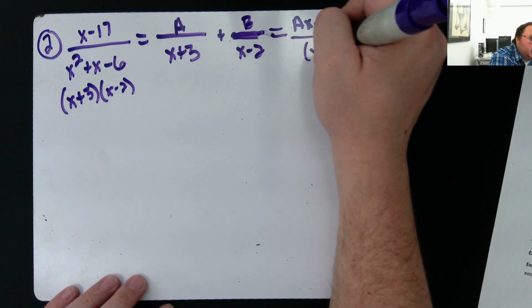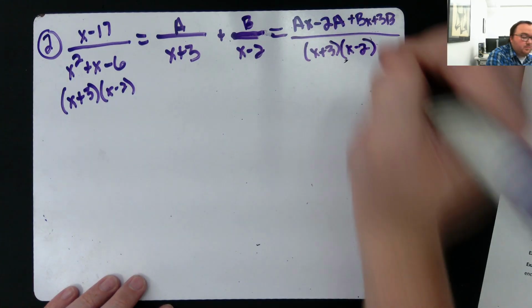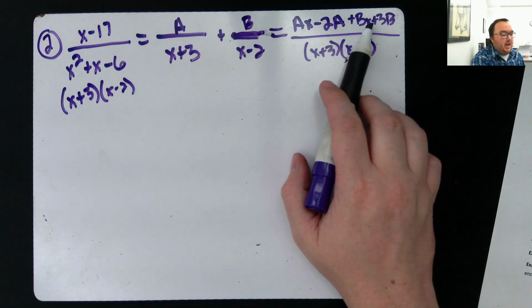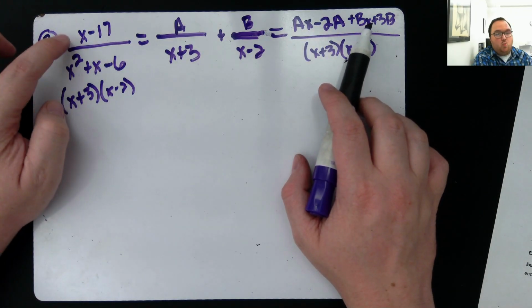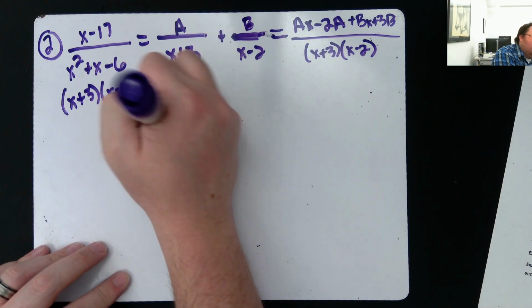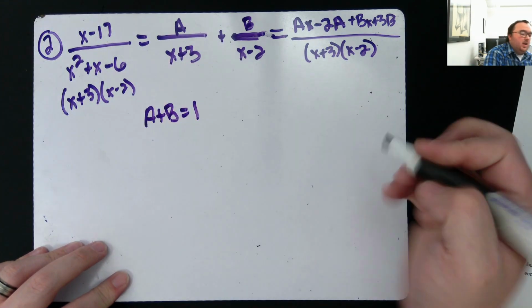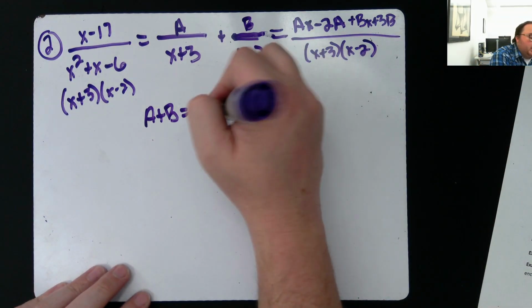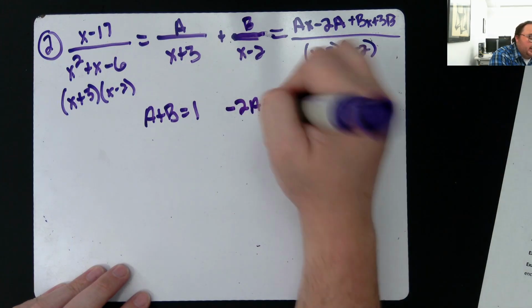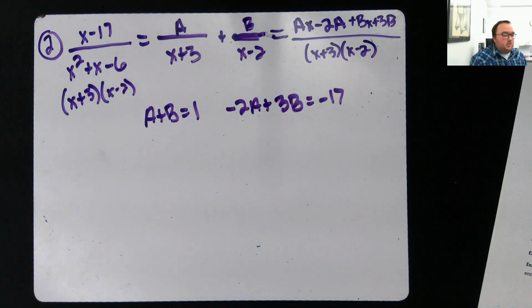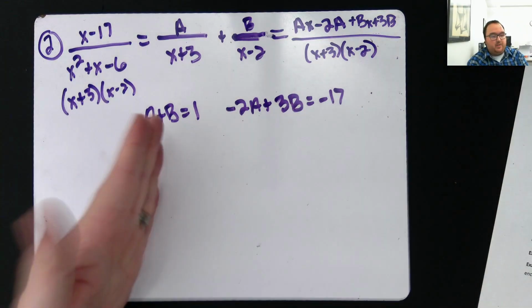Over x plus 3, x minus 2. So I would know ax plus bx would have to be equal to 1x, meaning a plus b is equal to 1. And then negative 2a plus 3b would have to be equal to negative 17, because that's the constant. So I can solve for a or b on either one of those.